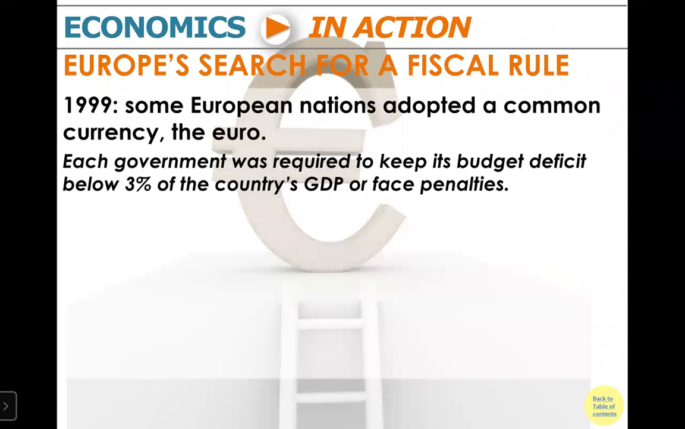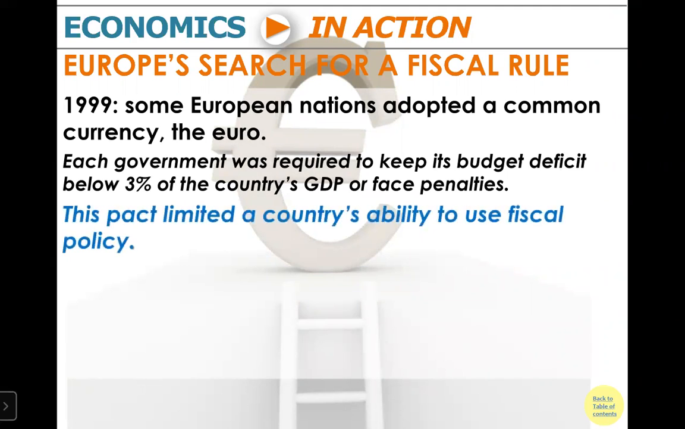In reaction, in 1999, some European nations adopted a common currency, called the euro, right. As a requirement in order to join the euro, each government must keep their budget deficit below 3% of their GDP. Why is there such a requirement? This is just used to keep the euro stable. We may pick up that later when we discuss monetary policy.